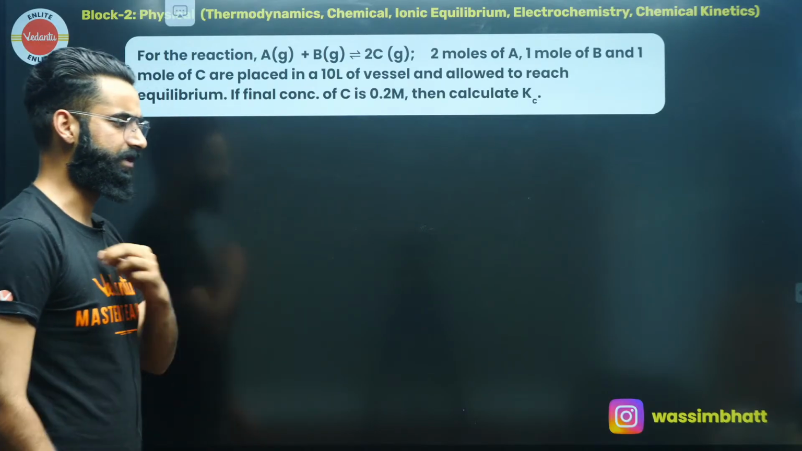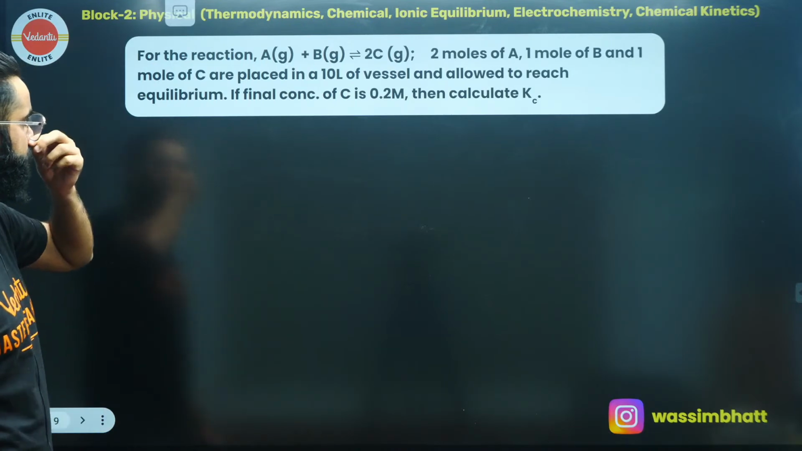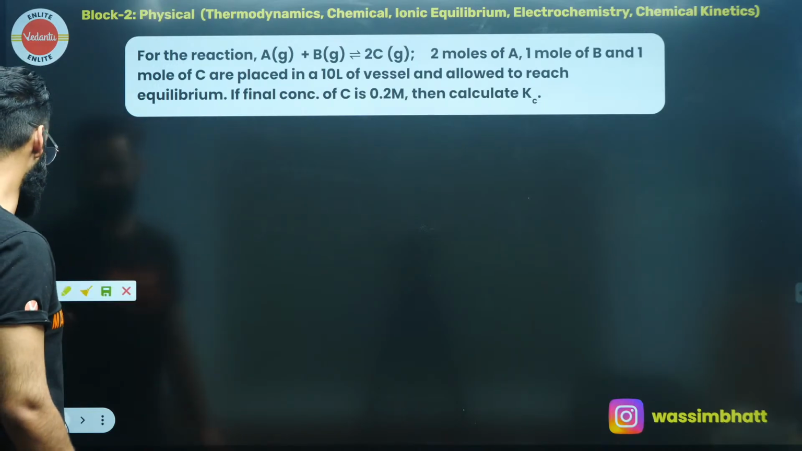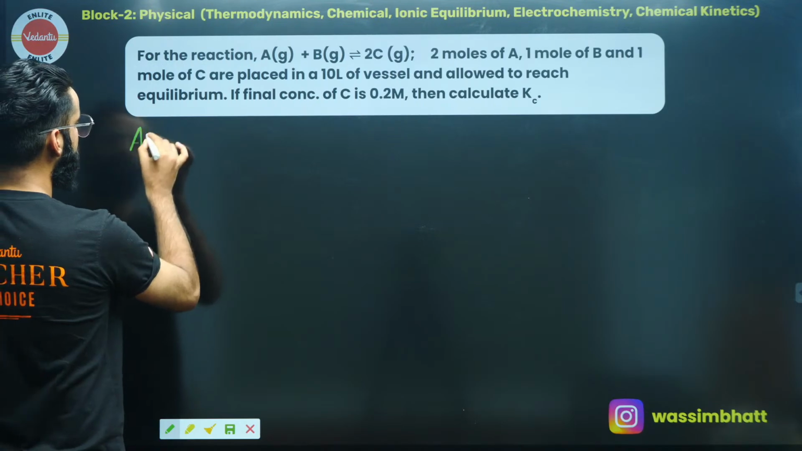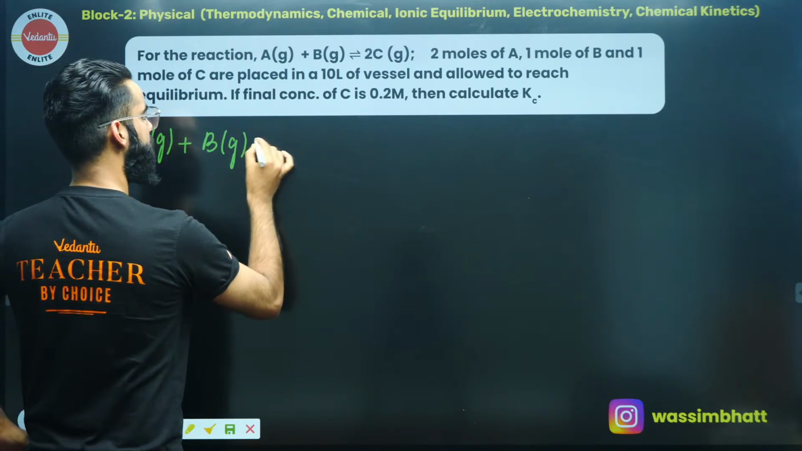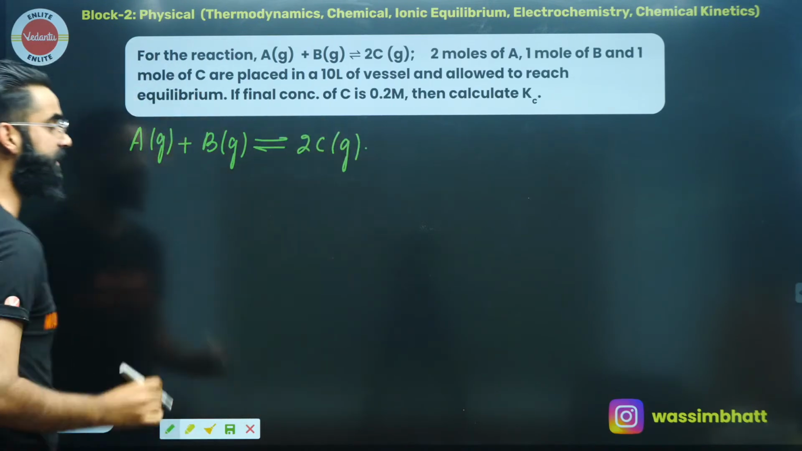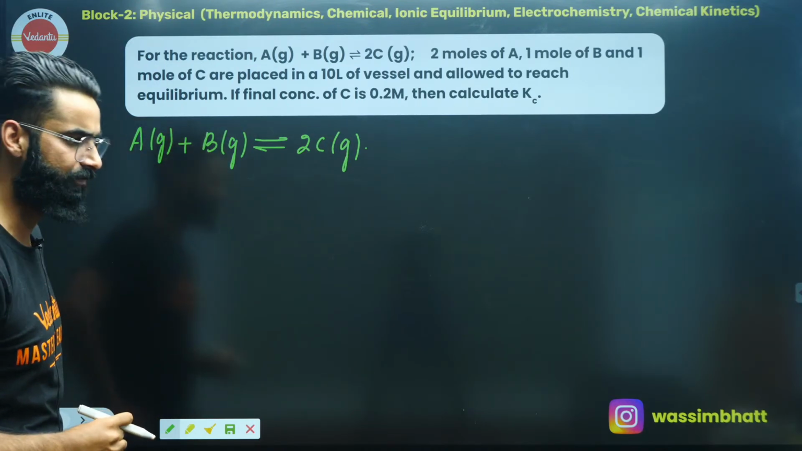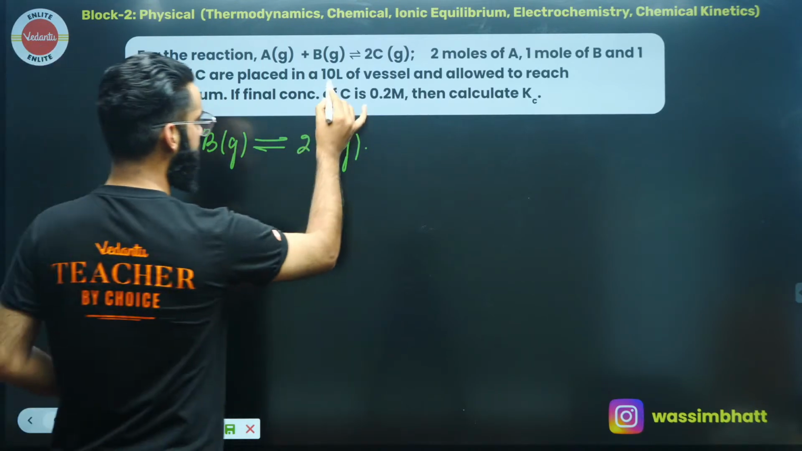Look at this particular question, guys. Have a look exactly what I'm going to talk about. We are given a reaction, and the reaction is something like this: A gas plus B gas is in equilibrium with 2 times C gas. This is the reaction that's given to us, right? 2 moles of A, 1 mole of B, and 1 mole of C are placed in a 10 liter vessel. So basically, this reaction will be taking place in a container whose volume is going to be 10 liters, right?